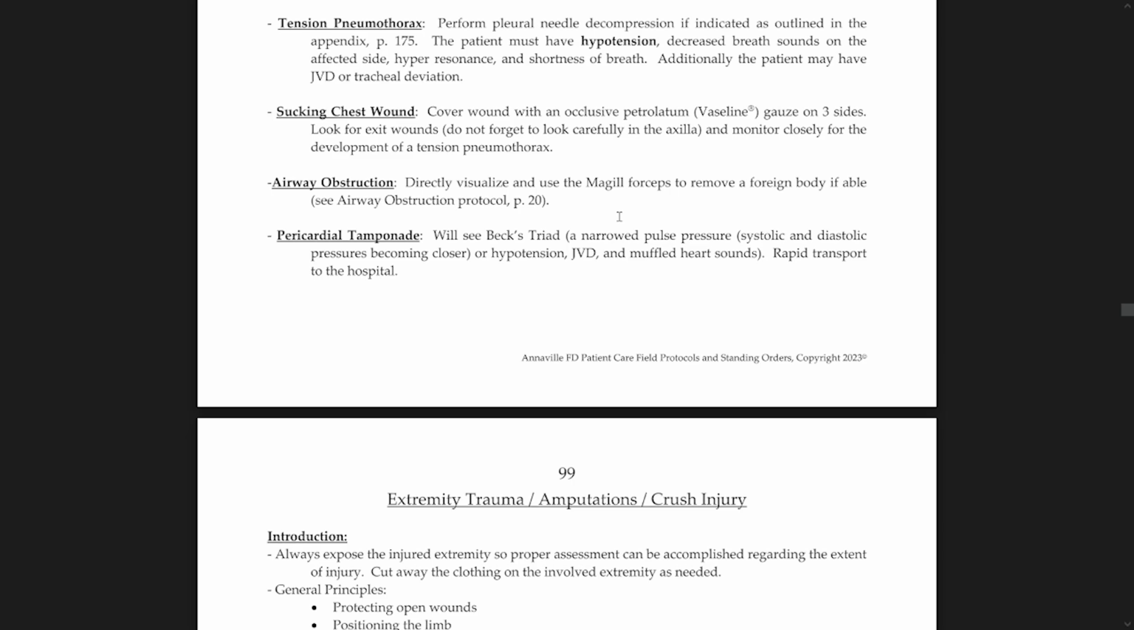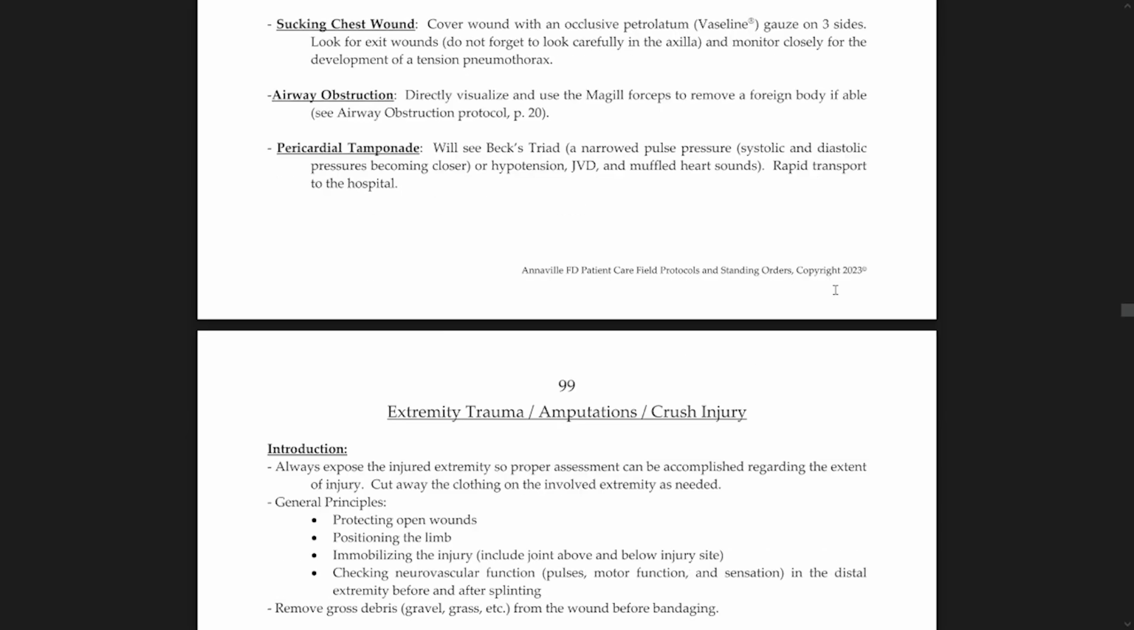For a pericardial tamponade, you'll see Beck's triad: a narrowed pulse pressure with the systolic and diastolic pressure becoming closer, hypotension, jugular vein distension, and muffled heart sounds. For a pericardial tamponade, rapid transport to the hospital is appropriate.